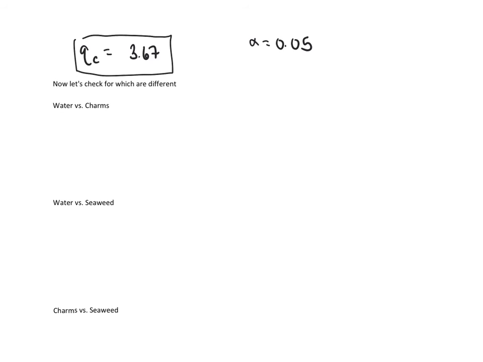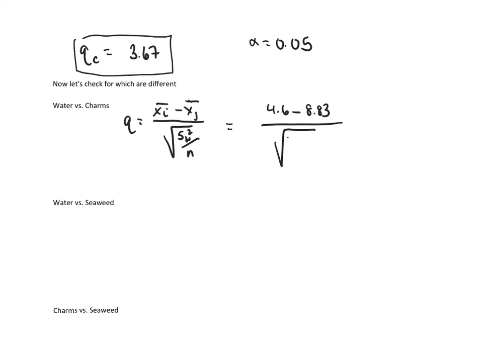So now we'll go ahead and we will figure out our Tukey stats. So remember, the Tukey stats are x sub i bar minus x sub j bar over the square root of the within group variance squared over n. So for water versus charms, that's going to be 4.6 minus 8.83 divided by the square root of the within group variance, 7.68, divided by 6, because there's 6 in each sample. So that's going to give me negative 3.74.